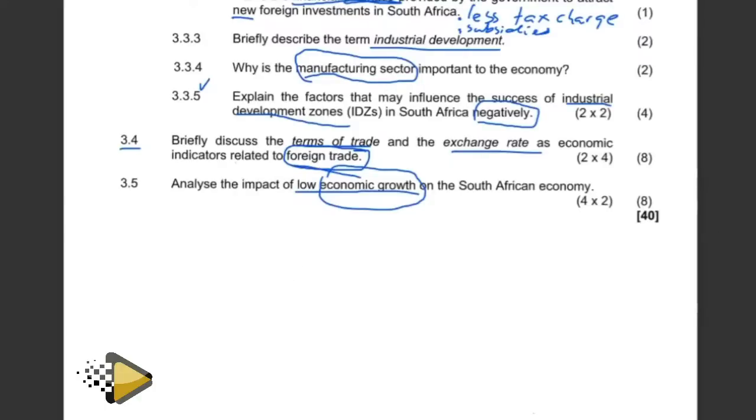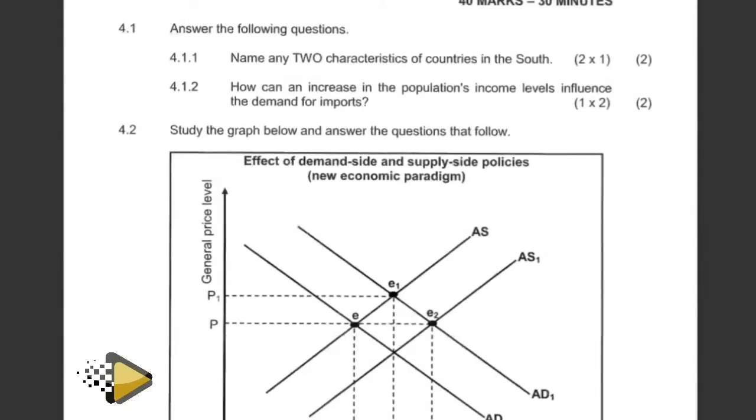Okay, right, grade 12. So now let's move on to the last question, which is question 4. We have 4.1. 4.1.1 reads as follows: name 2 characteristics of countries in the south. So if you still remember, we have the northern countries as well as the southern countries. There is a belief that most of the northern countries are countries that actually developed, but most of the southern countries are countries that are less developed.